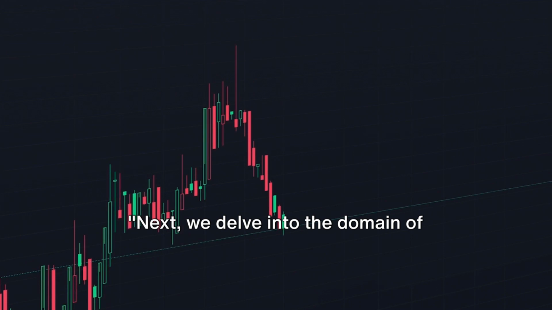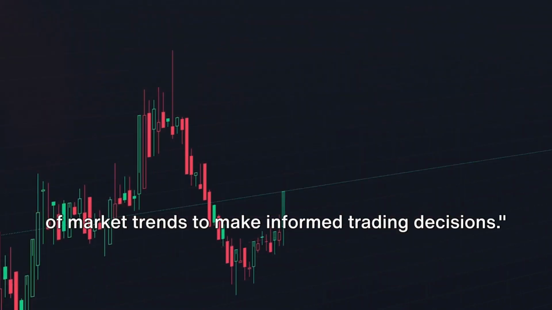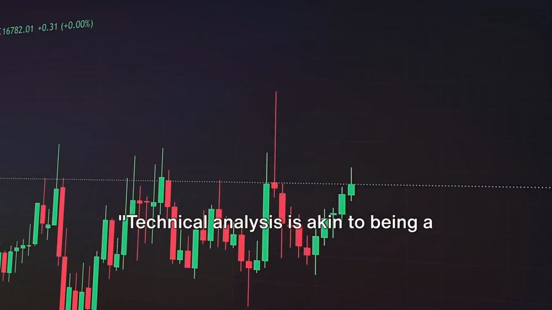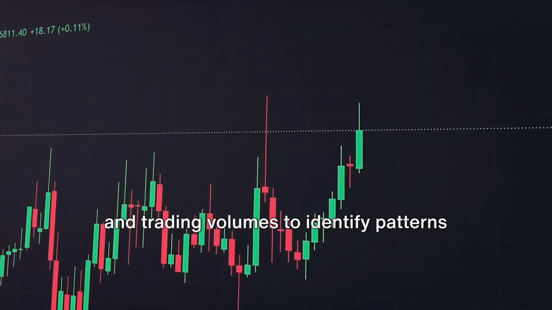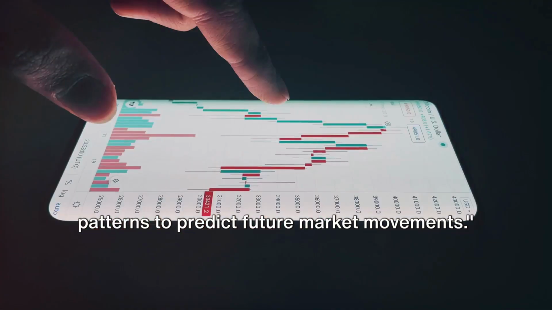Next, we delve into the domain of technical analysis. This involves studying the ebbs and flows of market trends to make informed trading decisions. Technical analysis is akin to being a detective, scrutinizing price movements and trading volumes to identify patterns and trends. It's about finding clues in chart patterns to predict future market movements.